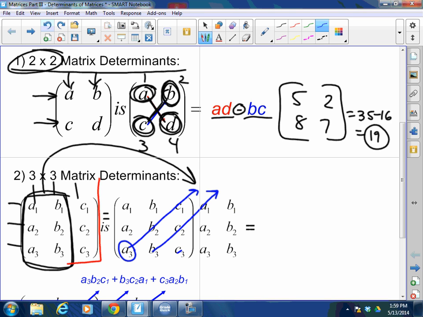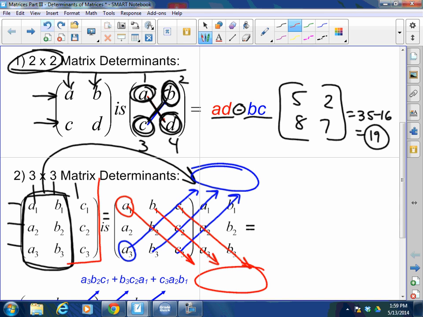Then you're going to multiply these three, and you're going to add them all together. Okay? These three values. Then you're going to go to this corner. You're going to multiply these three values plus these three values and plus these three values. And you're going to take the blue sum and subtract it from the red sum.